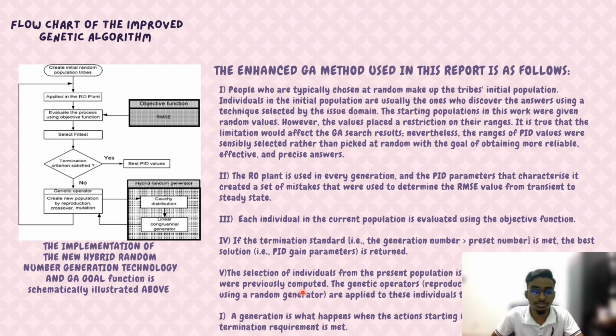And the fifth is the selection of individuals. The selection of individuals from the present population is based on the fitness values that were previously computed. The genetic operators, that is reproduction, crossover, and mutation, using a random generator, are applied to these individuals to create a new population. And the last is the generation, which is what happens when the action starts again in step 2. Step 2 continues until the termination requirement is met. Thank you.